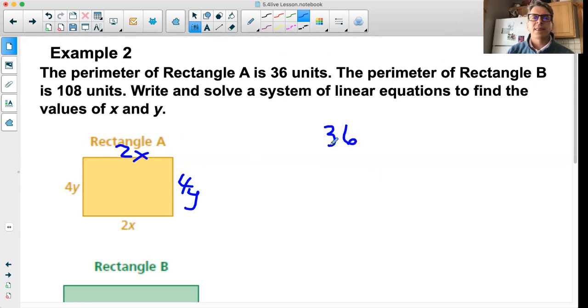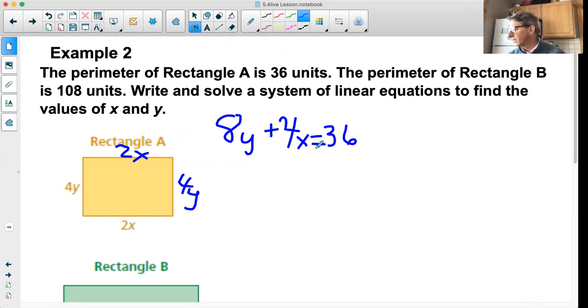So I'm going to have 4y on this side plus 4y on this side. So I'd have 8y plus 2x on the long side plus 2x on the other side. I'd have 4x is equal to 36 for one equation. So 8y plus 4x equals 36.